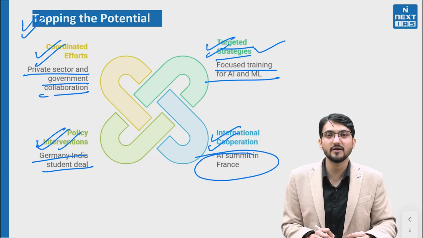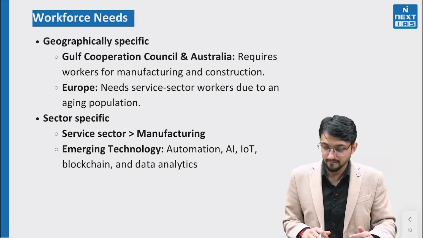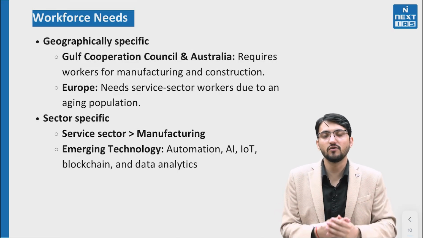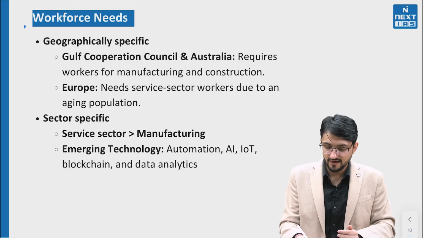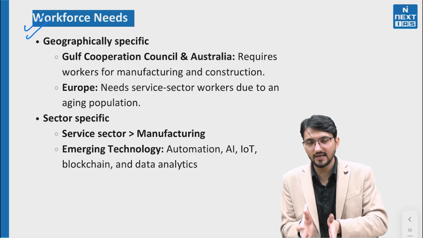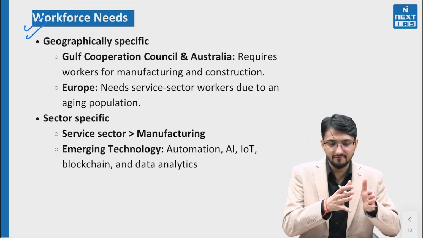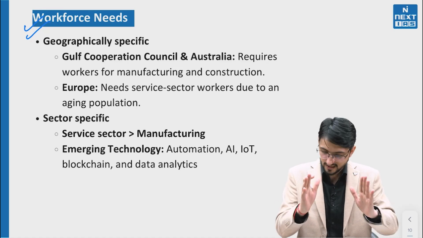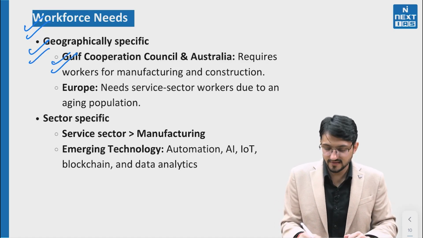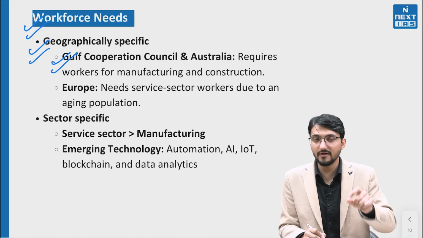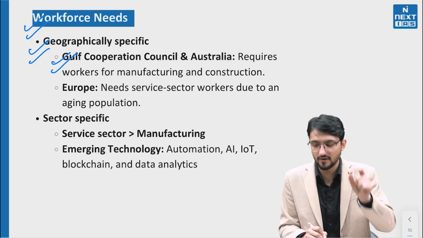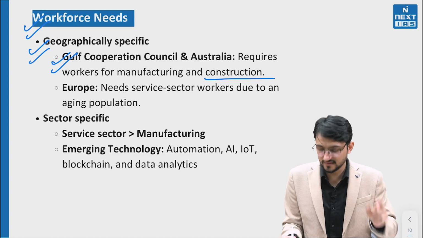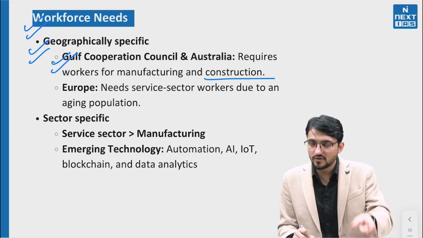For example, at the AI summit in France, where they talked about skills. What is the need? What kind of need can we see in the future? We will see, because based on this analysis of the need, we can have strategic training for different sectors. I'll give you an example. In the Gulf region and in Australia, we will need the manufacturing sector. A lot of people are required in the manufacturing sector and the construction sector. So you should train people.